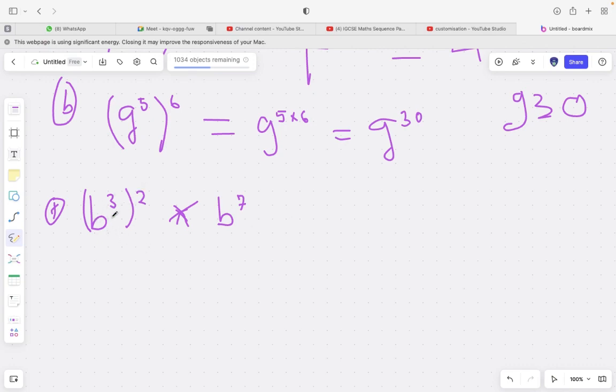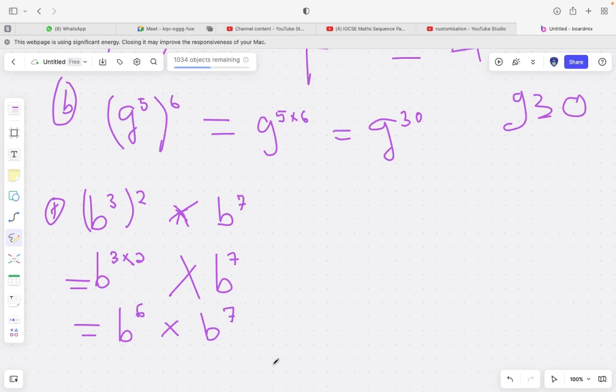So you can take a look at this now. This one alone is the third law. So use the third law to do this. After you've used the third law, you use the first law on whatever you get. For example, this will be b to the power of 3 times 2, then multiplied by b to the power of 7. 3 times 2 is 6. So this is b to the power of 6 times b to the power of 7.